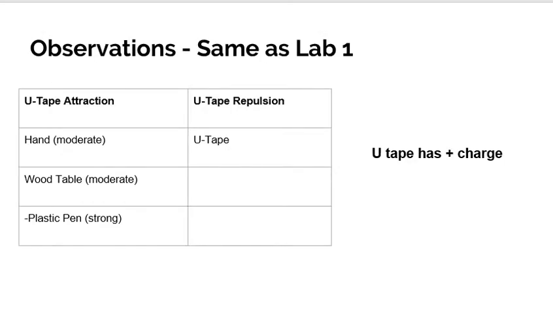In order to determine the sign of the charged tapes, I observed and documented the interactions between the tape in my hand, a wooden table, a negatively charged plastic pen, and another charged tape. The U-tape showed a moderate attraction to my hand and the table because these objects should be neutral and show some attraction. The plastic pen and the U-tape showed a strong attraction. Because we know that the plastic pen has a negative charge, it was then found that the U-tape must have a positive charge. Because two identically prepared U-tapes repel each other, it was clear that they were both positively charged.